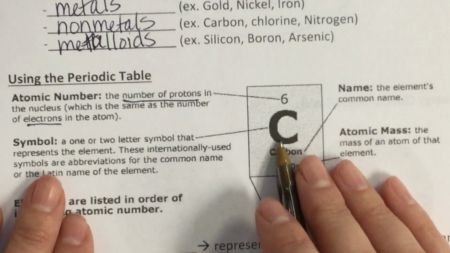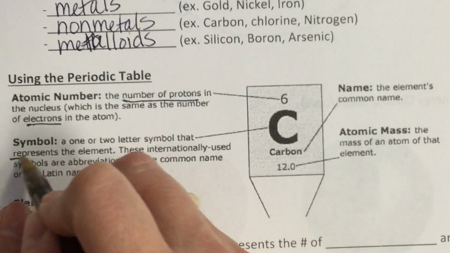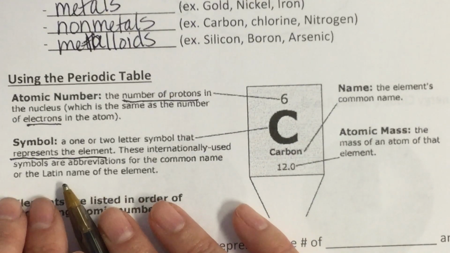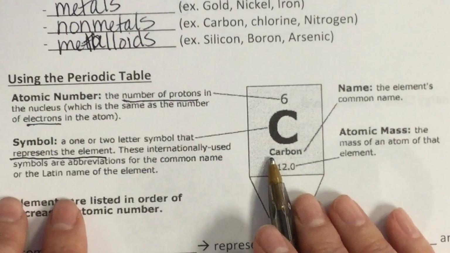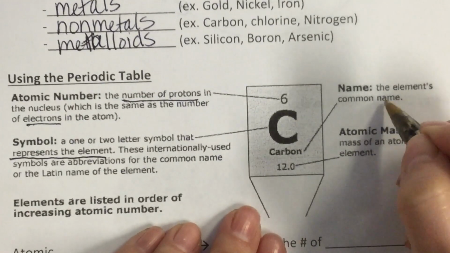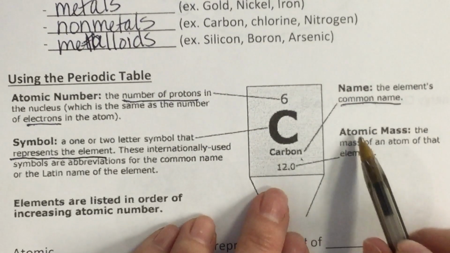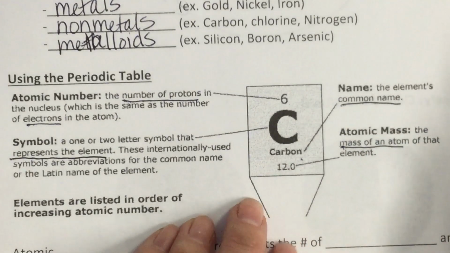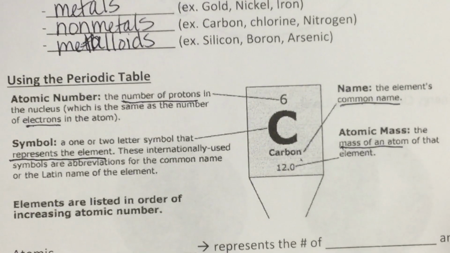Here we have the symbol. So this is a letter that represents the element. Okay, so it represents the element. And sometimes this is the Latin name, not the English name. That's why the letter doesn't match the first letter of our name. We also have the name on there, so that's just its common name right there. And then we would have the atomic mass. This is the mass of the element or the weight. Now, I need to tell you what all of those mean and how to use them.